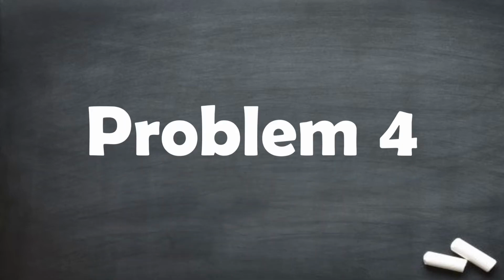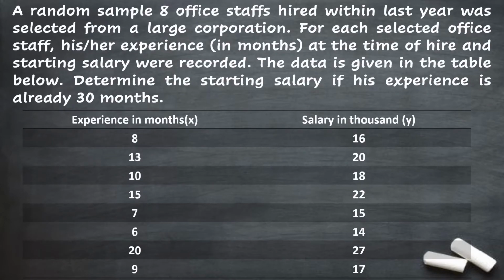Problem number 4. A random sample of 8 office staff hired within the last year was selected from a large corporation. For each selected office staff, his/her experience in months at the time of hire and starting salary were recorded. The data is given in the table below. Determine the starting salary if his experience is already 30 months.